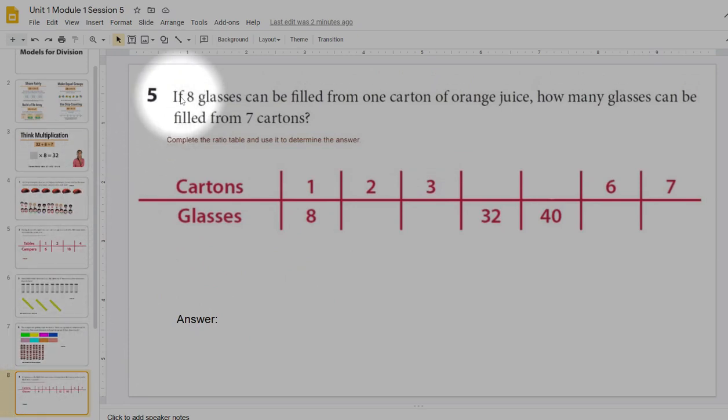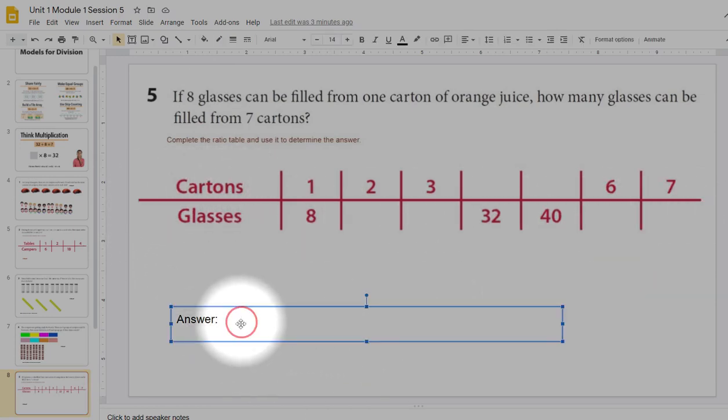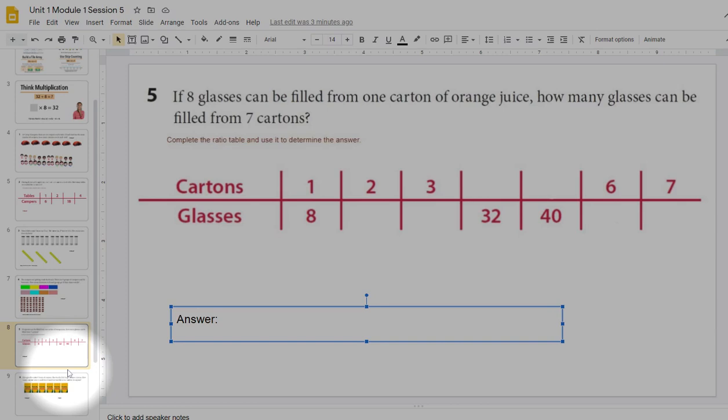Okay, and then number 5 says if 8 glasses can be filled from 1 carton of orange juice, how many glasses can be filled from 7? So 1 carton of juice fills 8 glasses. So it says again, complete the ratio table to determine the answer. 1 is 8. How many would 2 be? All the way up until you get to the 7 cartons to help you out with ratio tables. Click here and put your answer there.